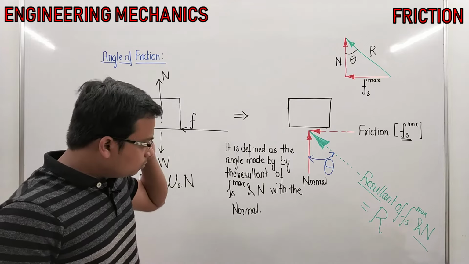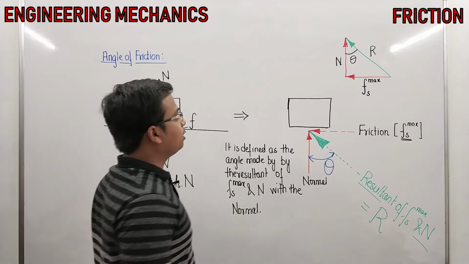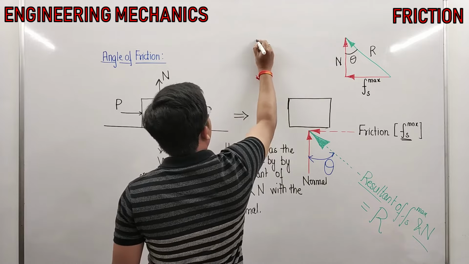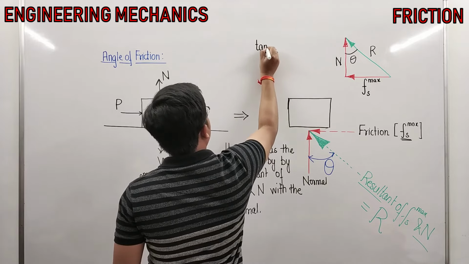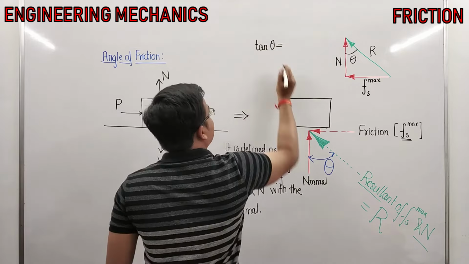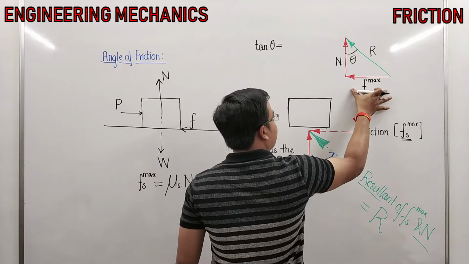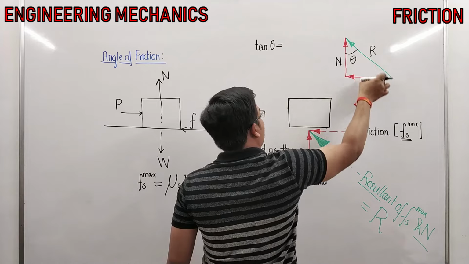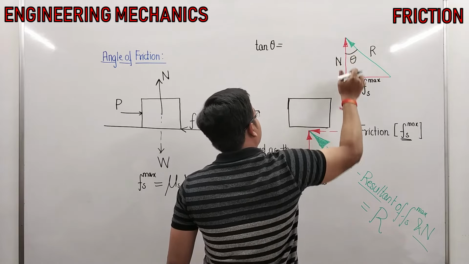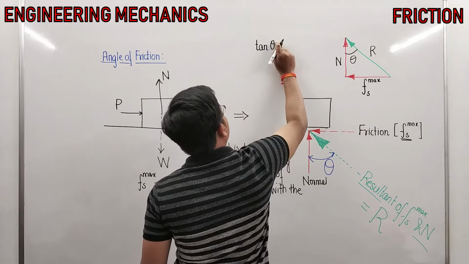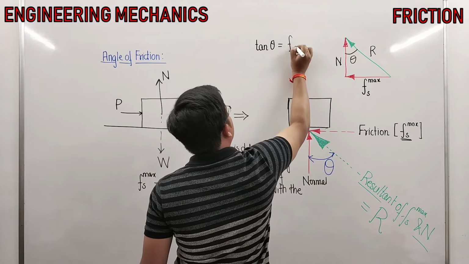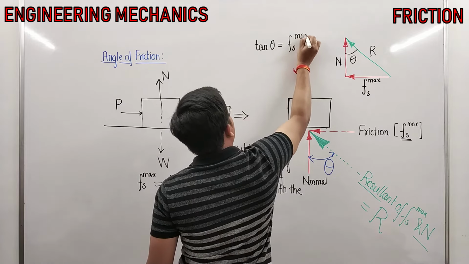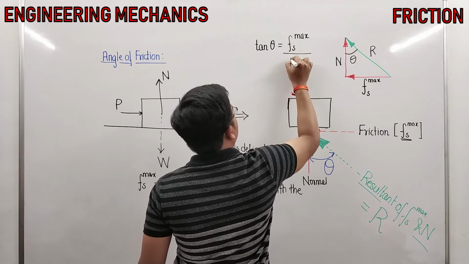One more thing that you can do is you can actually write tan theta. Let me show you. How much is tan theta? Tan theta is equal to what? Perpendicular, this Fs max, over base. If you see, this is theta, this is opposite, that is perpendicular, this is base, and this is going to be hypotenuse. So tan theta is essentially equal to Fs max over normal, that is N.